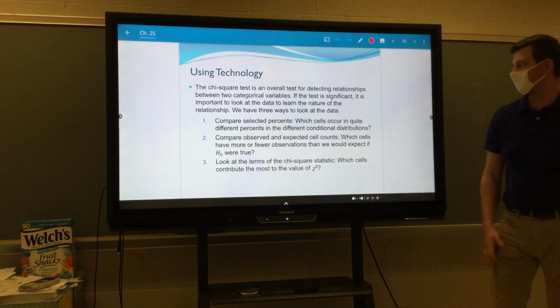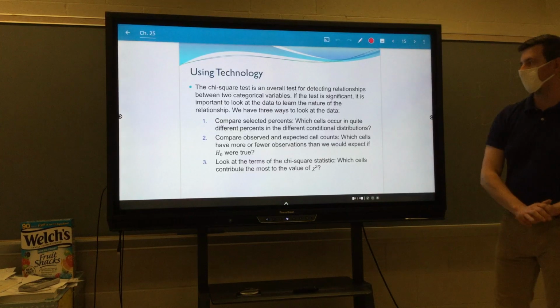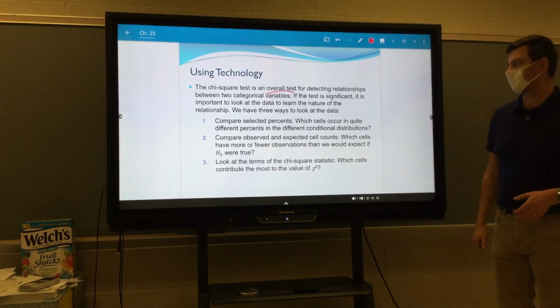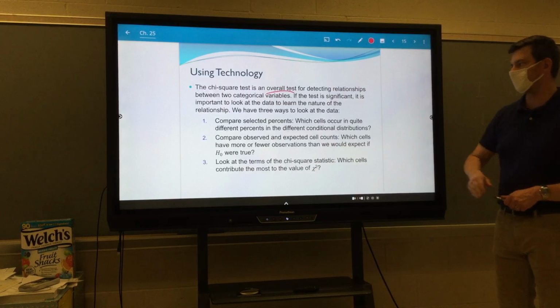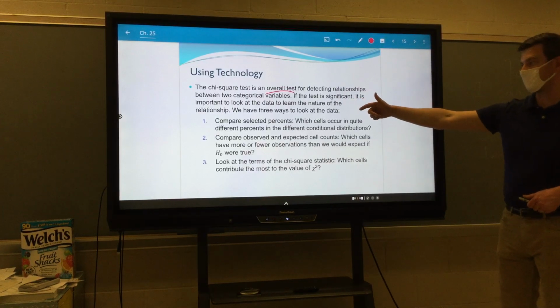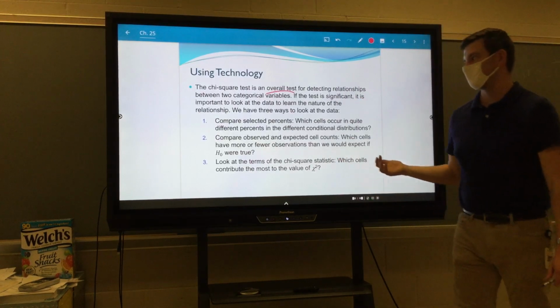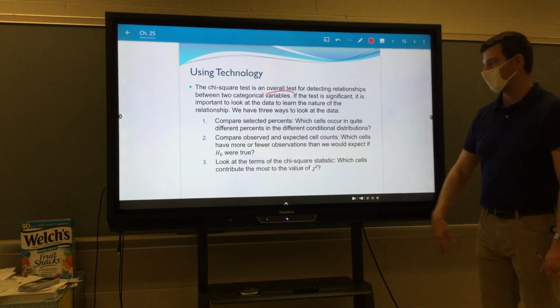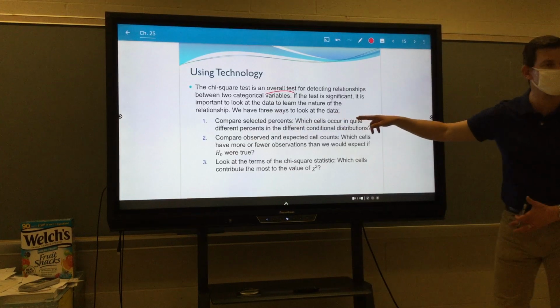When you're using the technology, again, chi-square is an overall test for detecting relationships between two categorical variables. If the test is significant, now your work begins. Okay, you have to look at the data to learn the nature of the relationship. We can compare selected percents.